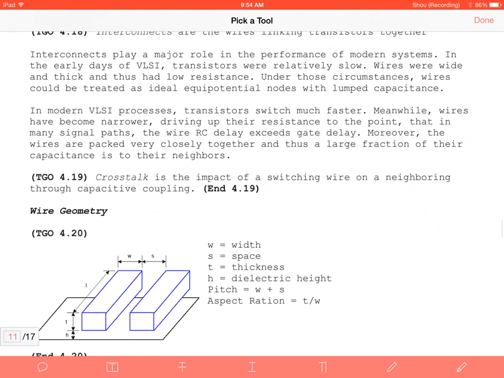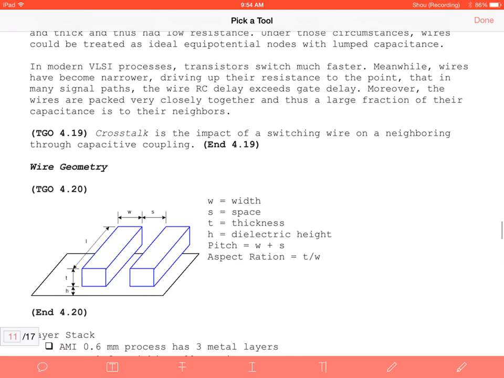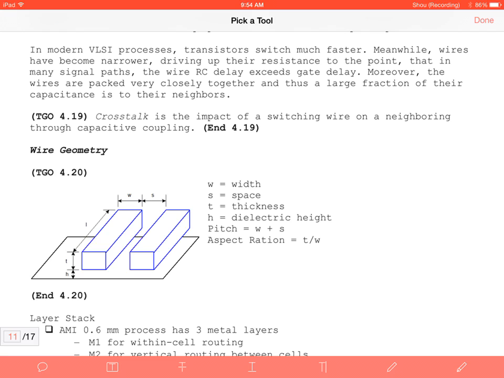So this particular aspect of capacitance between two transistors is known as crosstalk. And so there's an instance where you have two signals going through wires, right? And then what happens if they both switch simultaneously, or they switch simultaneously so they start going in opposite directions, or they don't switch at all?